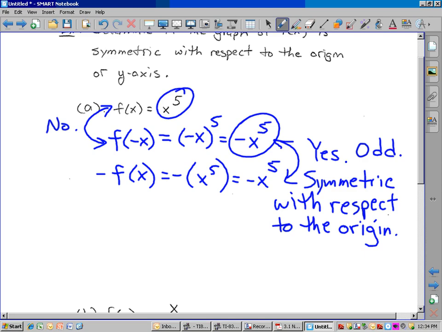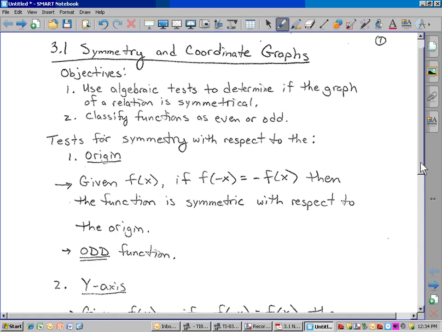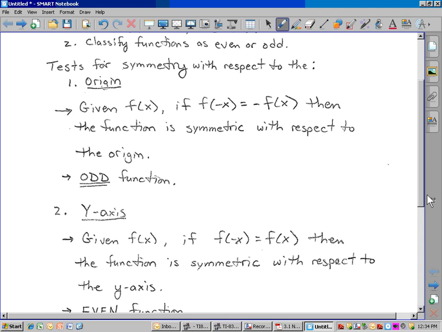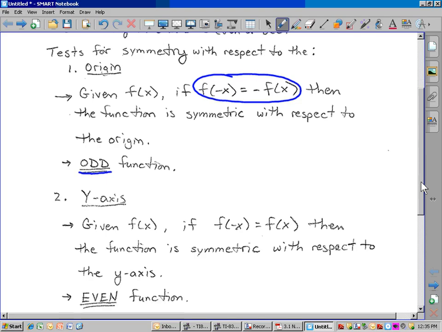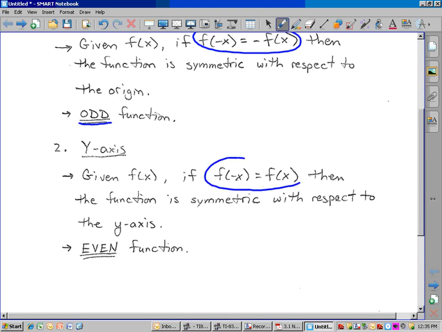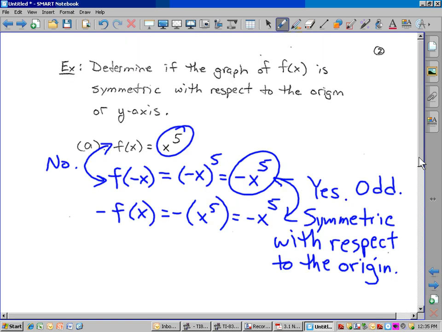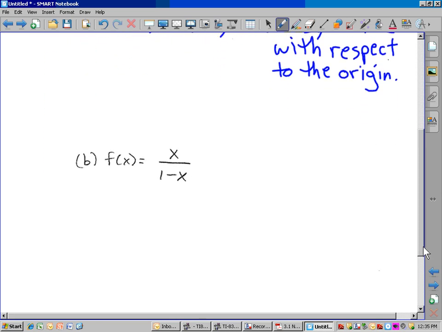We're going to do two more of these. Question? Okay, so since it's with respect to the origin, it's odd. Yes, exactly. The other one is a B. Look back here at the notes. Right here. If this is true, then it's odd. If this is true, then it's even. All right? So let's take a look at B.